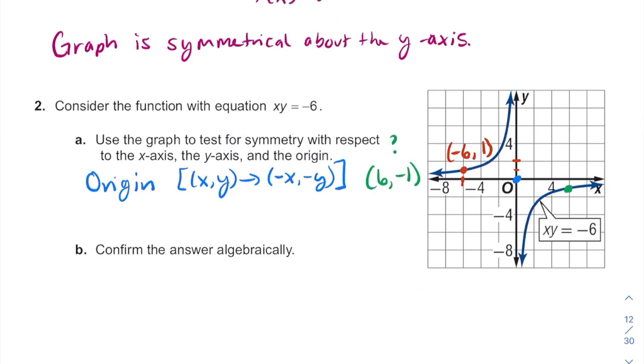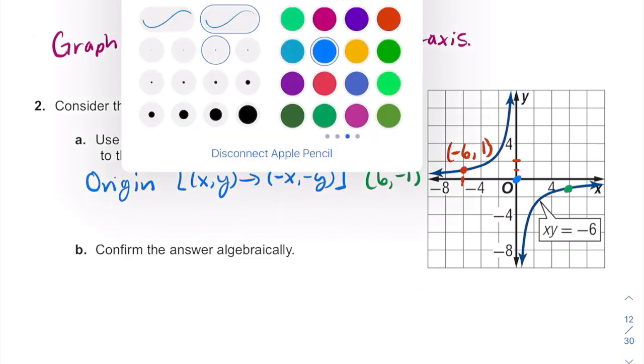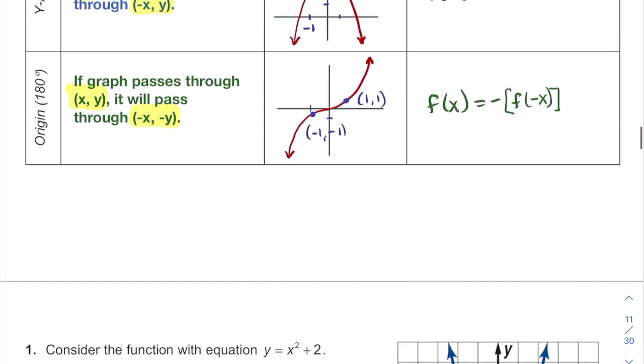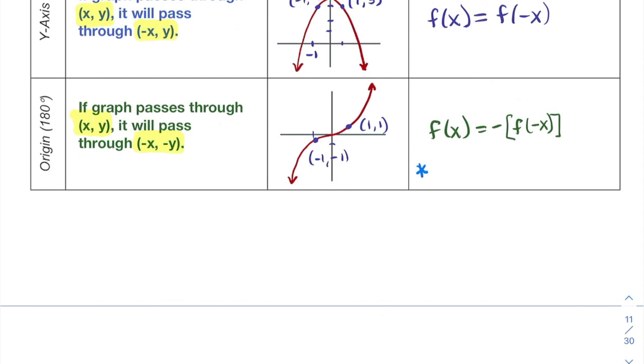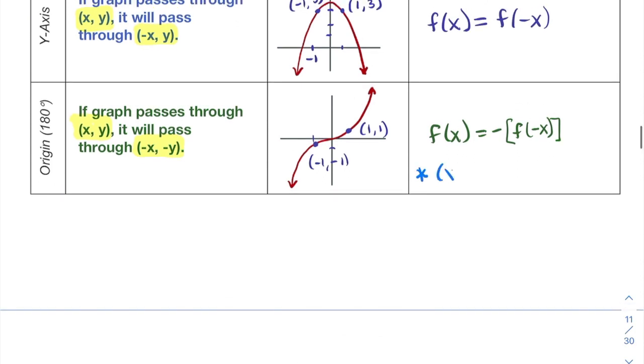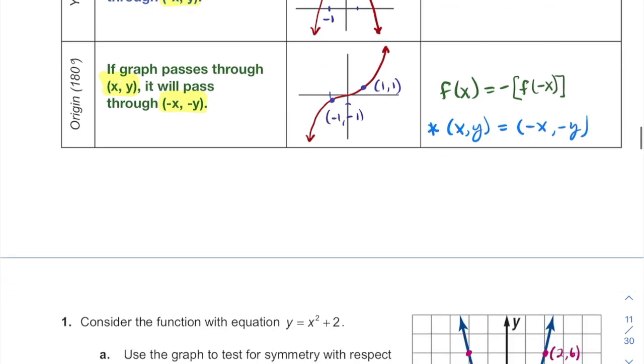So here is what we are going to do. Now I'm going to actually go up and add one rule here. What this negative f of negative x means is we're making y negative in the equation and we're making x negative. So an alternate way to do this is, if we have x and y, just like we did with our point, we are going to make sure it equals negative x, negative y. So replace x with a negative and also y.